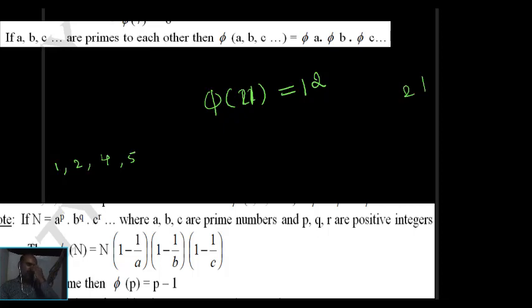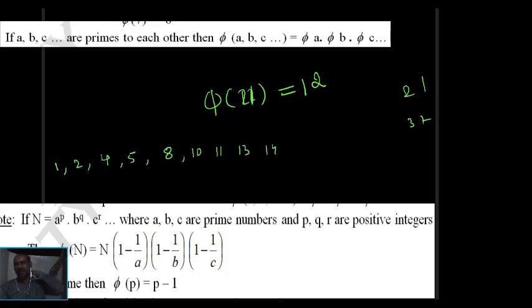6 and 21 are not co-primes. 7 and 21 are not co-prime. 8 and 21 are co-primes. 9 and 21 are not co-primes. 10 and 21 are co-primes. 11 and 21 are co-primes. 12 and 21 are not co-primes. Okay. Next, 13 and 21 are co-primes.